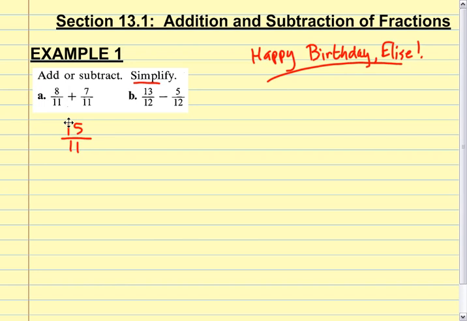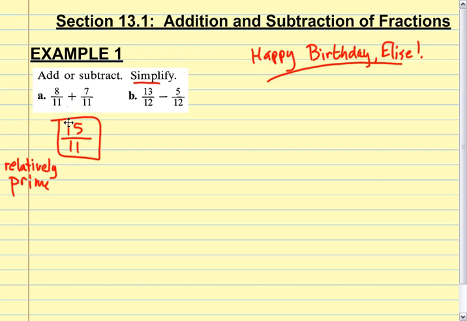Jack, can I reduce these two numbers, 15 and 11? You cannot. They don't have a common factor. So I'm going to leave it as 15 elevenths. These two numbers, 15 and 11, are called relatively prime. That doesn't mean that they are prime numbers. It just means that related to each other, they're prime. They don't have a common factor other than 1.